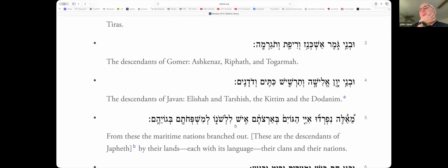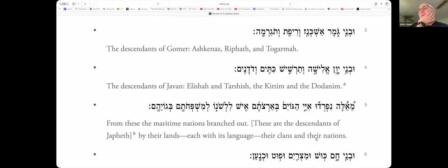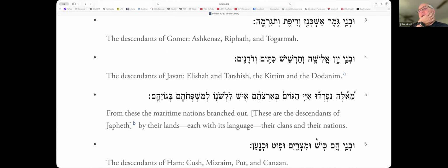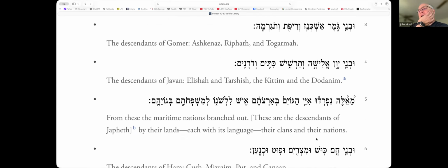The descendants of Gomer were Ashkenaz, Riphath, and Togarmah. The descendants of Yavan: Elishah, Tarshish, the Kittim, and the Dodanim. From these, the maritime nations branched out. These are the descendants of Japheth, by their lands, each with its language, their clans, and their nations. So these are the northern peoples.